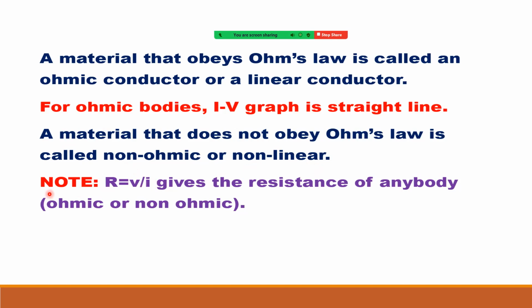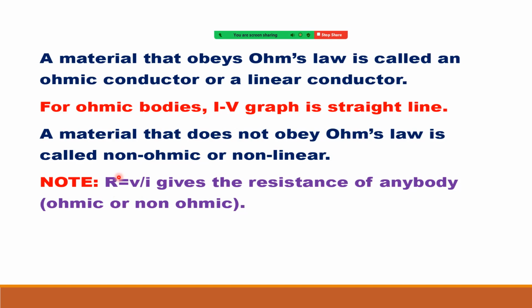And here the most important point is that R equals V by I. This is giving us the resistance of any body. It need not be ohmic or non-ohmic. It can be any body. Generally students have a misconception that it is only for Ohm's law, that means only for ohmic bodies. That is a wrong concept. This is giving us the resistance of any body. It may obey Ohm's law or may not be obeying Ohm's law.